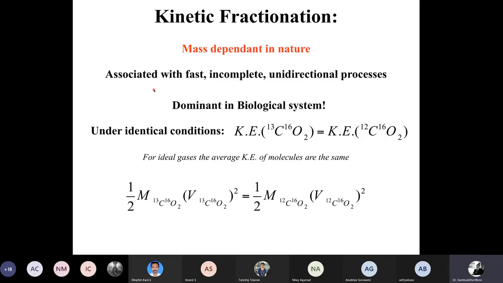Now, kinetic fractionation. Kinetic fractionation is mass dependent in nature, as associated with anything that happens rapidly. It doesn't go to completion, and usually all unidirectional processes are associated with kinetic fractionation. It's very dominant in biological systems.